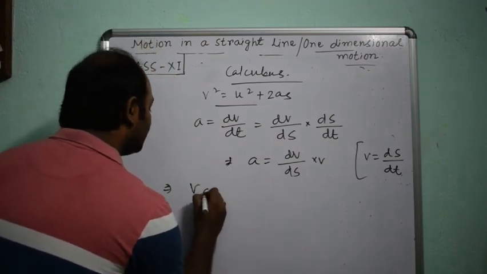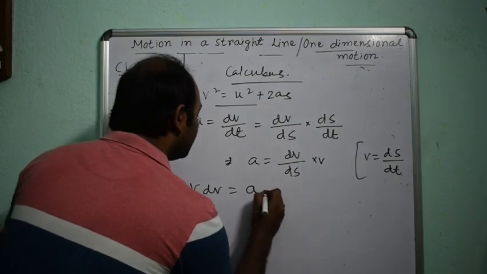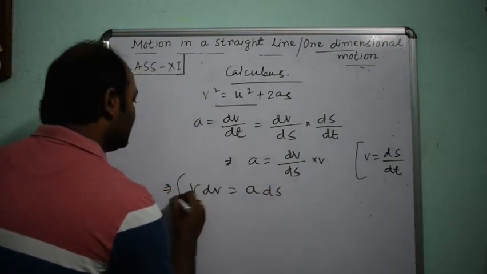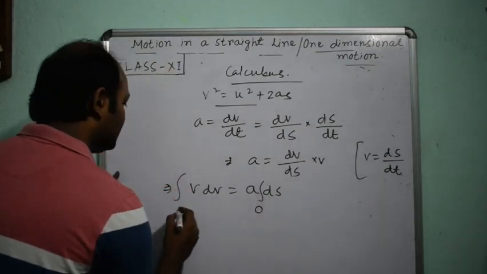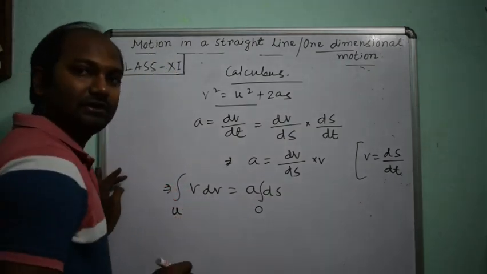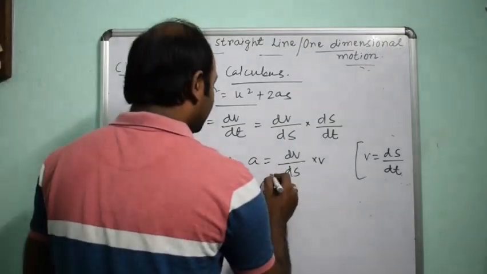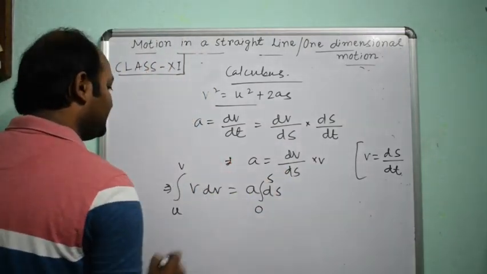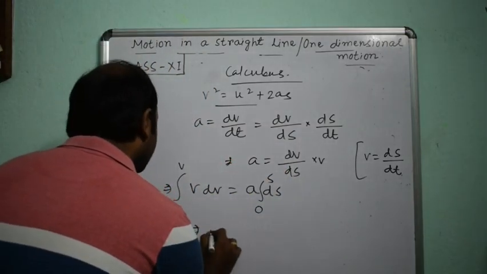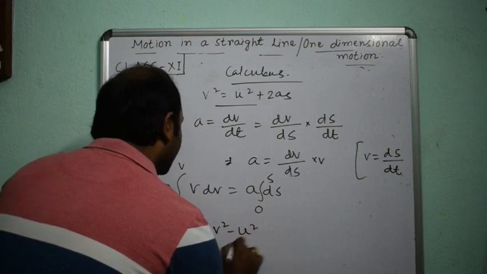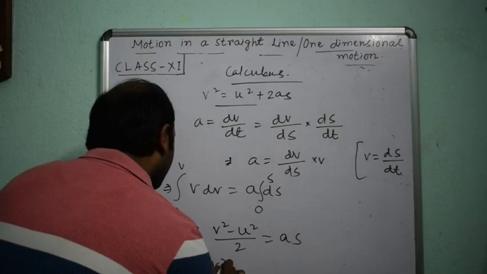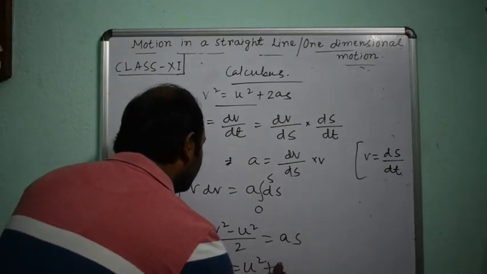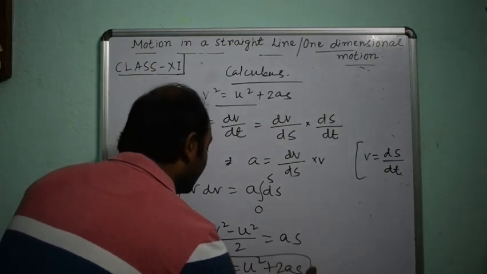Next, v into dv equals a into ds. When the displacement is 0, then initial velocity is u. After s displacement, its velocity becomes v. So if you integrate, you can find v square minus u square by 2 equals to as, or v square equals to u square plus 2as.